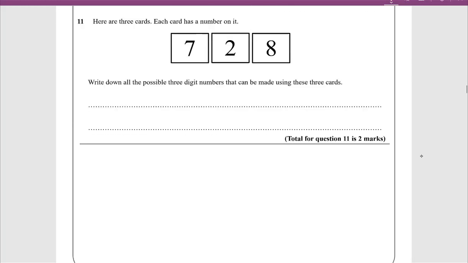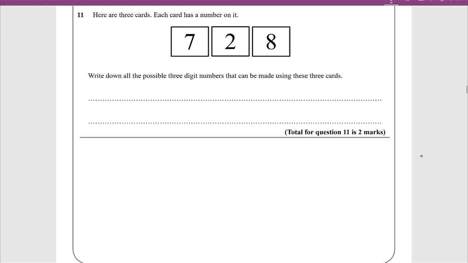Next question, 11, almost there, guys. Here are 3 cards. Each card has a number on it: 7, 2, and 8. Write down all the possible 3-digit numbers that can be made using these 3 cards. So that will be all the possible digits. So 7, 2, 8. Start with that number. Then we have 7, 8, 2. And then we have 2, 7, 8. Then we have 2, 8, 7.